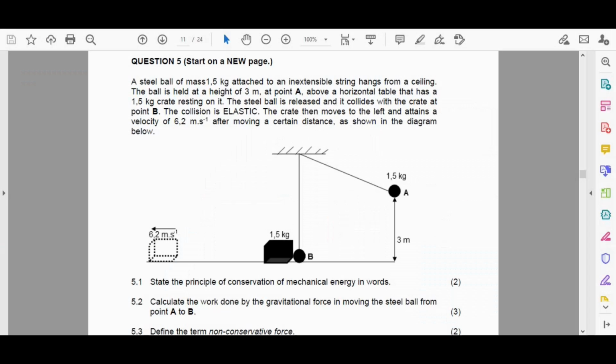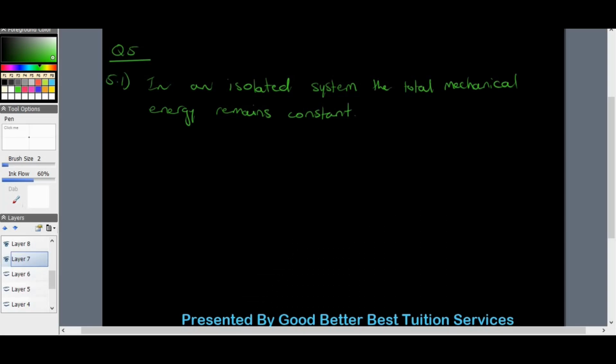5.2 says calculate the work done by the gravitational force in moving the steel ball from point A to point B. Now let's have a look here. A steel ball that is at a height of 3 meters. So there's definitely going to be a change in the gravitational force here because it goes from 3 meters to 0. So what we're actually going to work out here is the change in the gravitational potential energy.